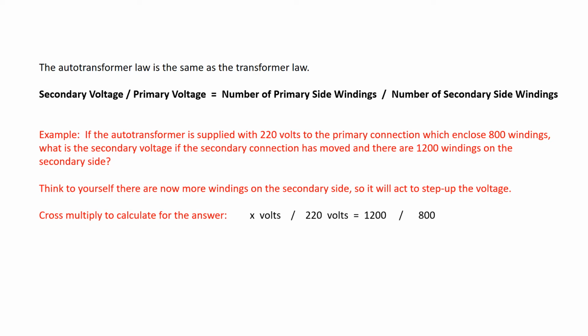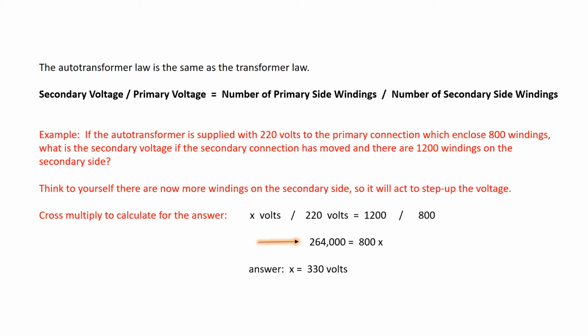So when we do the math, it would be X number of volts divided by the 220 volts, which is on the primary side, equaling 1200 divided by 800. We're going to cross multiply to calculate for our answer. So we're going to end up with 264,000 equaling 800x. Our answer then would be 330 volts. So we've gone from 220 and we've stepped it up to 330 volts.